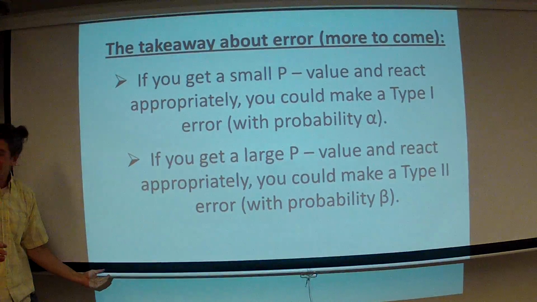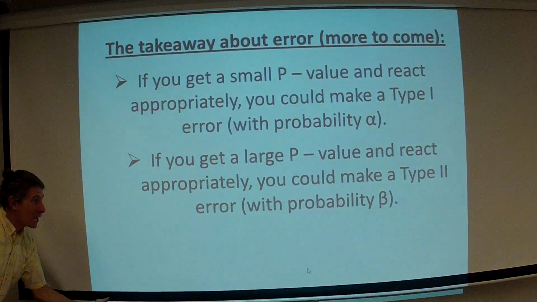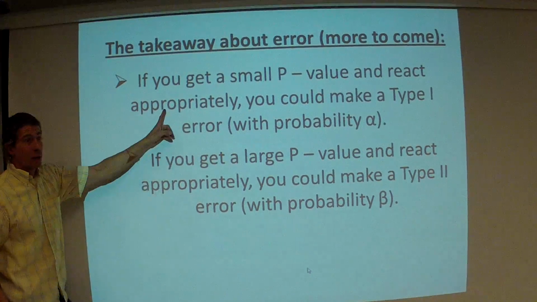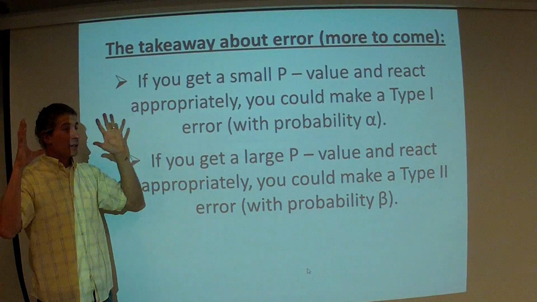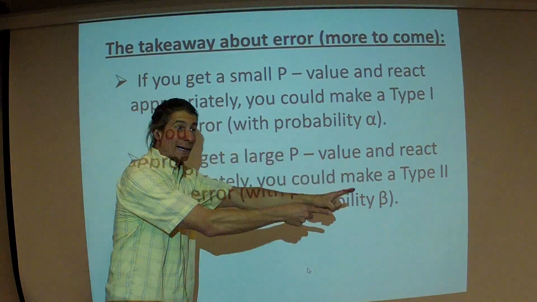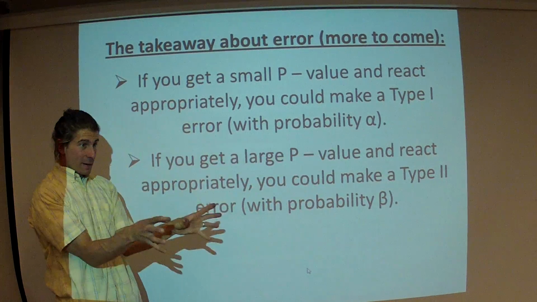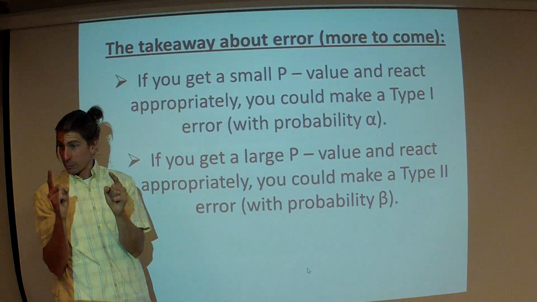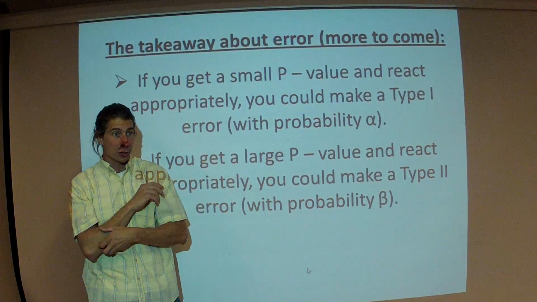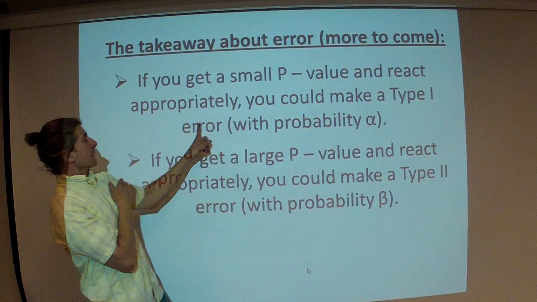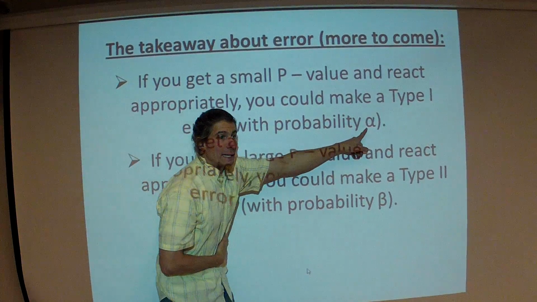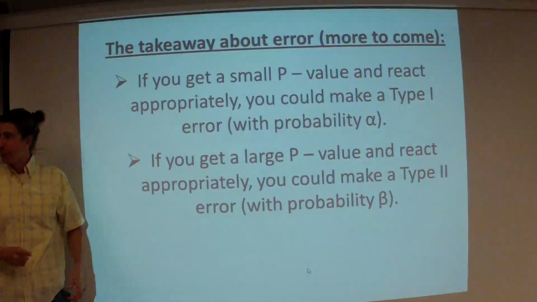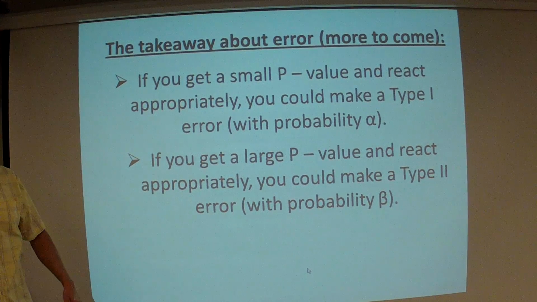But that's what an appropriate reaction is. An appropriate reaction to a small p-value is that I don't believe the null hypothesis. I'm going to reject the null hypothesis and believe whatever is in H1. That's my appropriate reaction to a small p-value. You could make a type 1 error with probability little alpha, and we're going to set that right now at 5%.